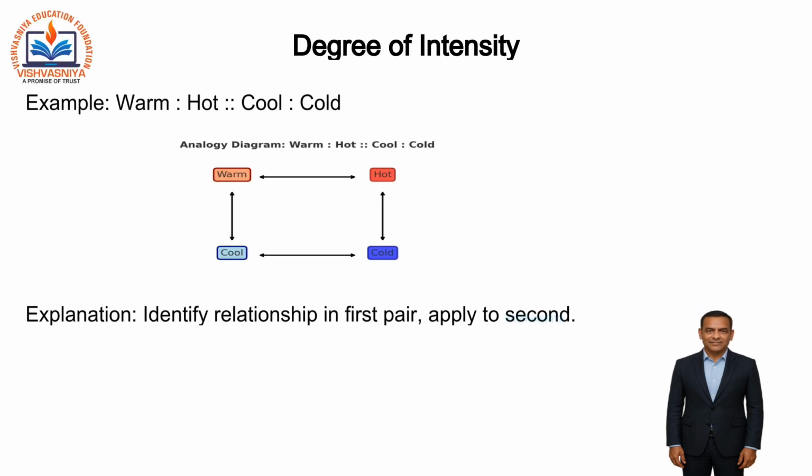Consider the degree of intensity. Warm is to hot as cool is to cold. This analogy highlights a progression in temperature. By understanding the relationship in the first pair, we can apply it to the second, recognizing that both pairs represent a shift from a milder to a more extreme state.